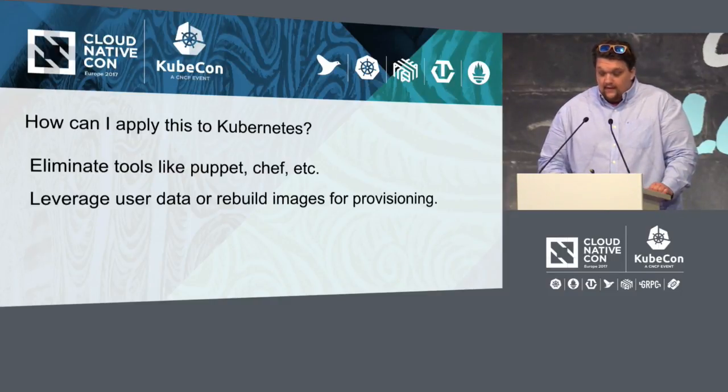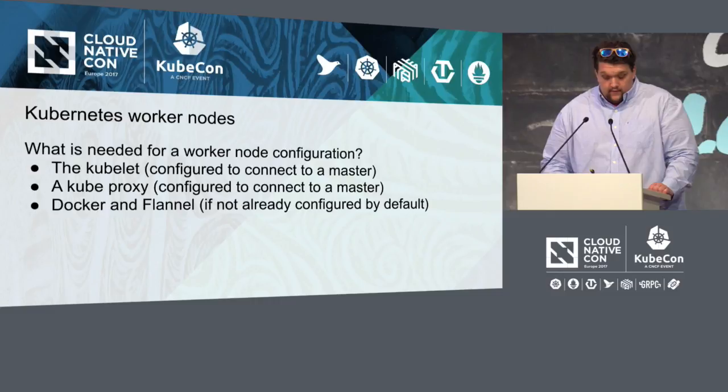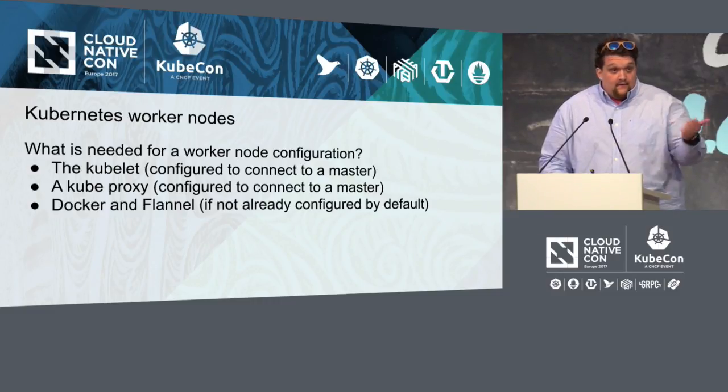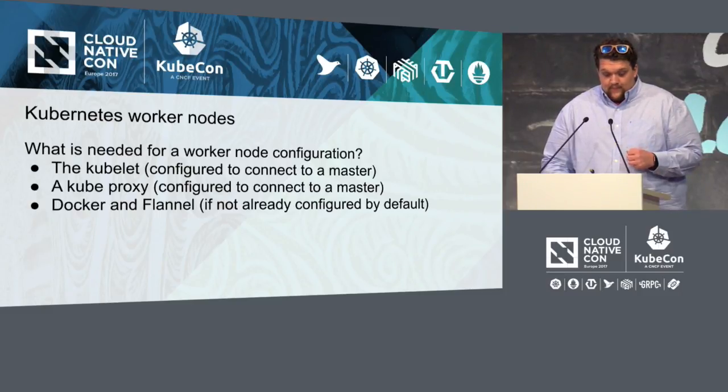So what do we need for a declarative node configuration? Well, obviously, you need to have a kubelet in your configuration, something like your kube proxy, maybe Docker configuration, and any networking configuration. The idea here is to keep things simple.